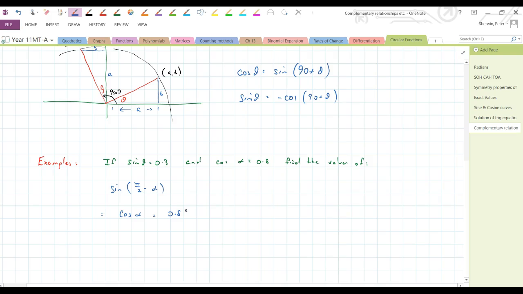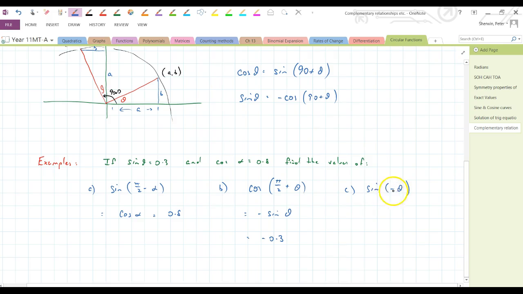So what about cos of pi on 2 plus theta? We're going to go with B there. Looking at the second one, cos of 90 plus theta. Now what's that equal to? Cos of 90 plus theta, here it is, it's equal to minus sine theta, and sine theta is 0.3, so that'll be minus 0.3. Okay, so we're just using it straight from here.